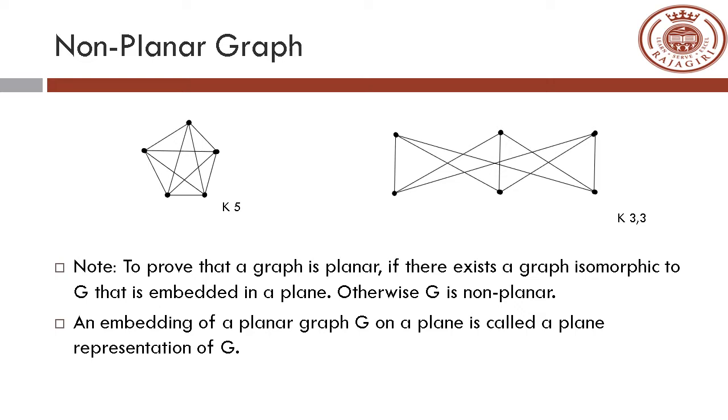To prove that a graph is planar, we show there exists a graph isomorphic to G that is embedded in a plane. Embedding means you can draw the graph such that no two edges intersect. Otherwise, G is non-planar. If two of the edges are intersecting, then we can say that the graph is non-planar. An embedding of a planar graph G on a plane is called a plane representation of G.